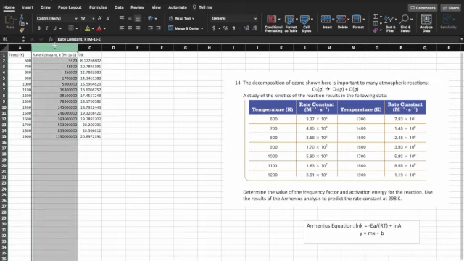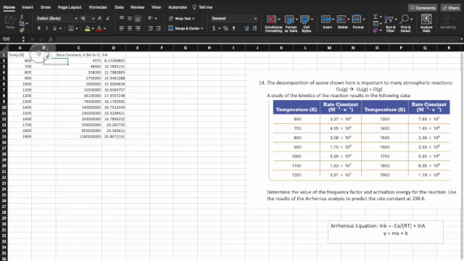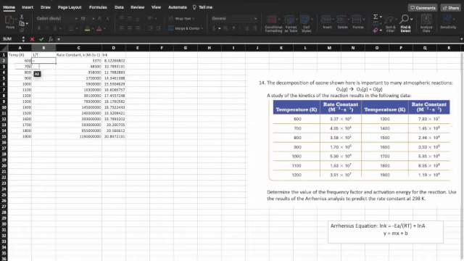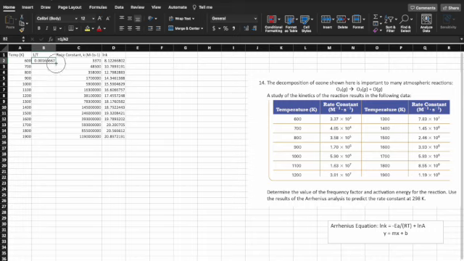The next thing I want to do is create 1 over T. For 1 over T, I'm going to insert a column out here and write 1 over T, and I'm just going to take the reciprocal of this value. So equals 1 divided by 600, and that's 1 over T. Then I'm going to do the same thing I did for ln k. I'm going to double click out here, and there I have my values.